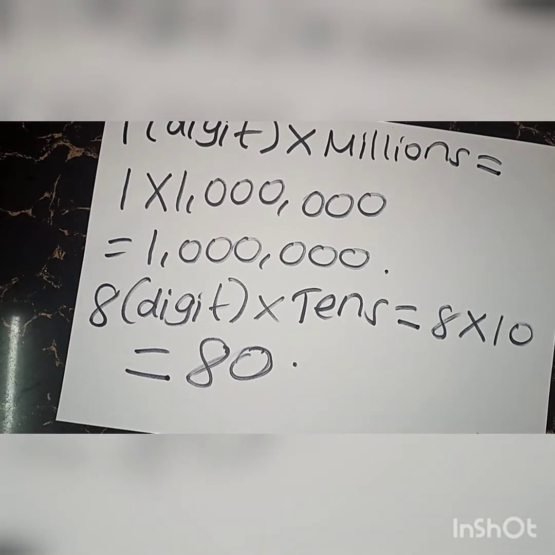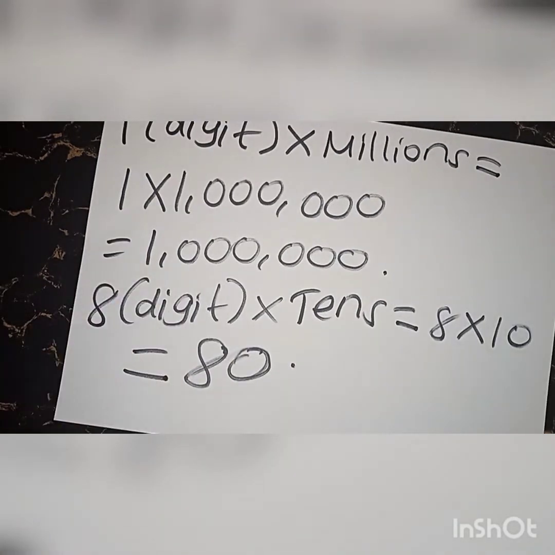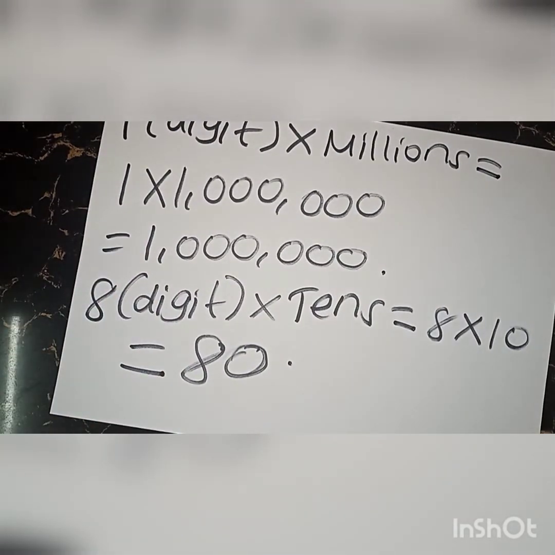And you've been asked to find the difference. So in simple terms, we are being asked to subtract, or rather take away, the total value of 8 from the total value of 1. Okay? So here in simple terms, we're being asked to subtract 80 from 1 million. And when you do that, what do we get?